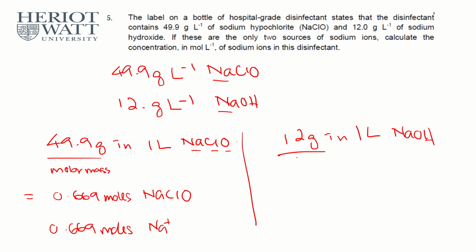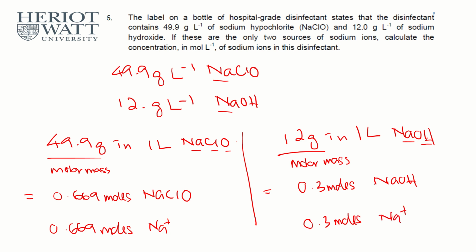All right, so 12 grams divided by the molar mass of NaOH, 23 plus 17, and then you will get the mole. The mole from here is 0.3 moles of NaOH. So how many moles of Na in 0.3 moles of NaOH? Same thing, 0.3 moles of Na. Because one molecule of this, you have 1 Na. So same. And then what next?